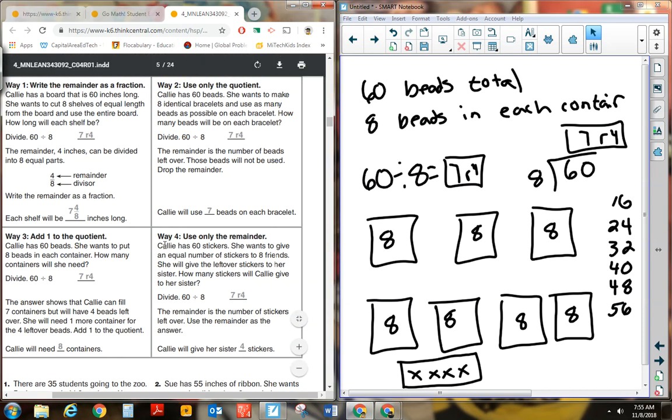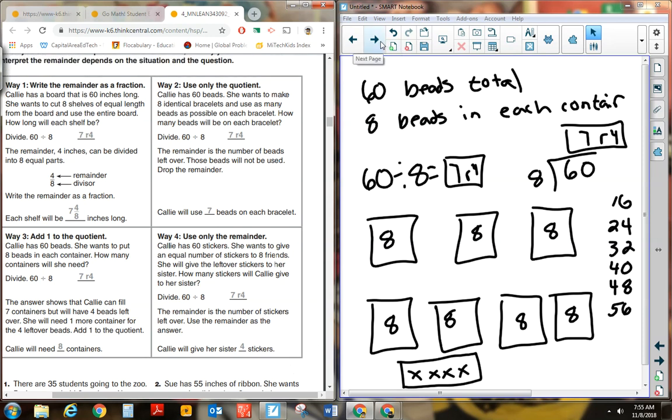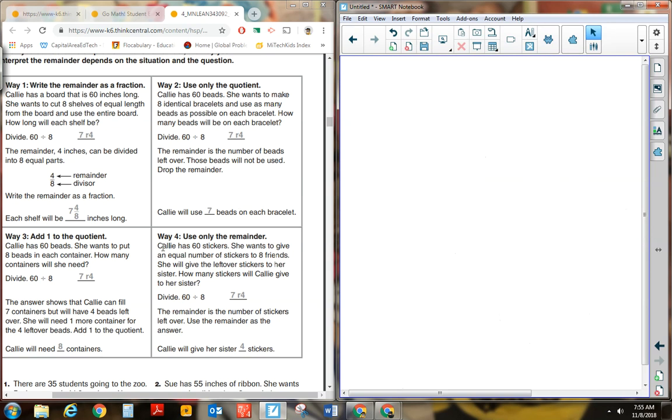All right, so this last question continues to focus on Kelly, and our numbers kind of stay the same, but Kelly has 60 stickers. She wants to give an equal number of stickers to 8 friends. She will give the leftover stickers to her sister. How many stickers will Kelly give to her sister?